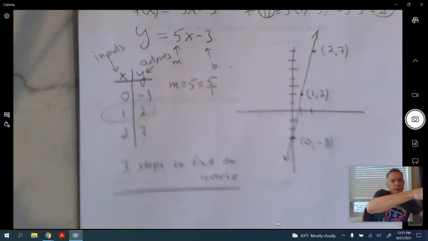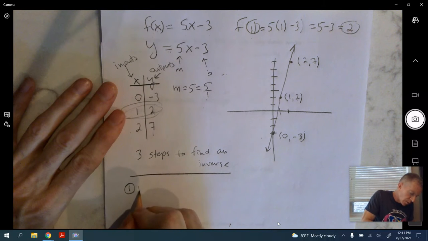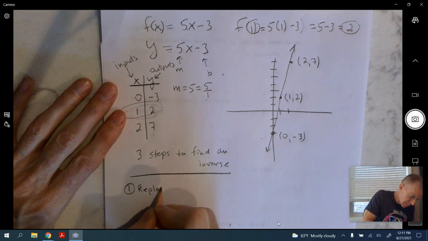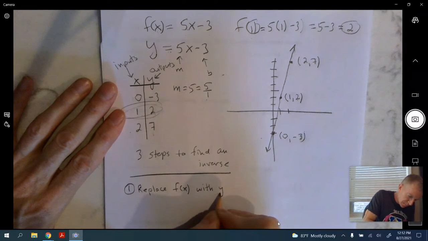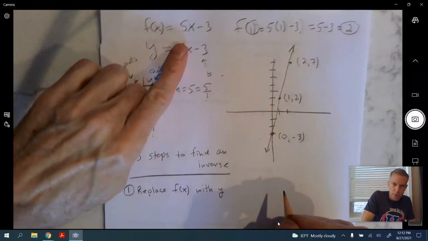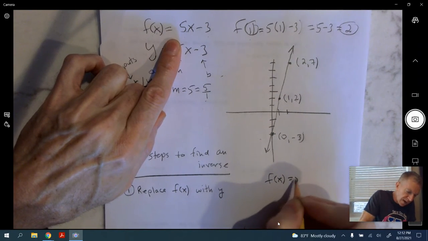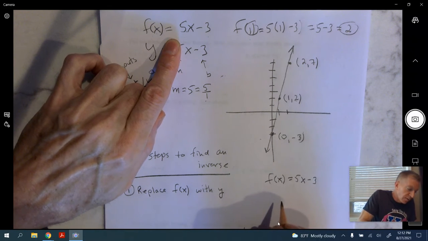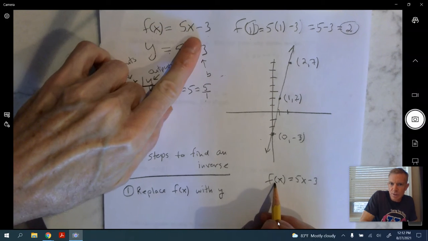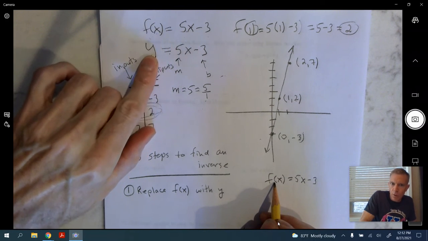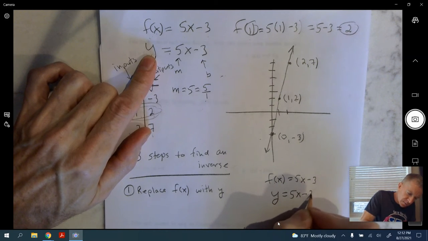You'll see a little more of this. We're going to take step 1. You're going to replace f of x with y. I'm going to make an example over here. We're going to look at this one. So this was our function, f of x equals 5x minus 3. First step, this f of x just means your y value. It's your output. X is your input, your output is f of x or y. They mean the same thing, so we're just going to replace it. Y equals 5x minus 3.